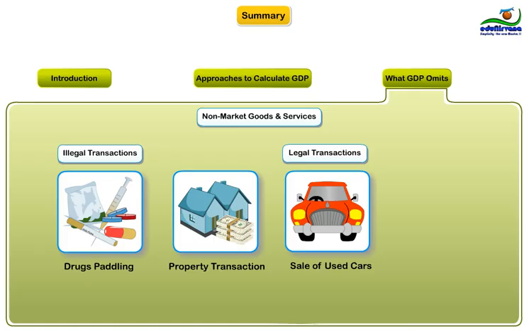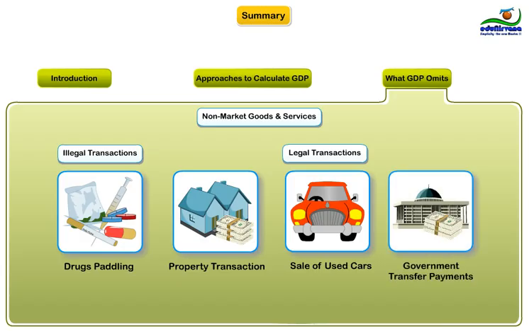Sales of used goods. Example, a used car sale does not enter into the current year statistics because the car was counted when it was originally produced. GDP only measures current production, that is, occurring during the current year. Government transfer payments. A transfer payment is a payment to a person that is not made in return for goods and services currently supplied.